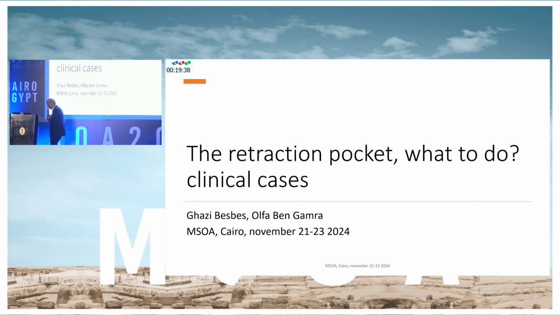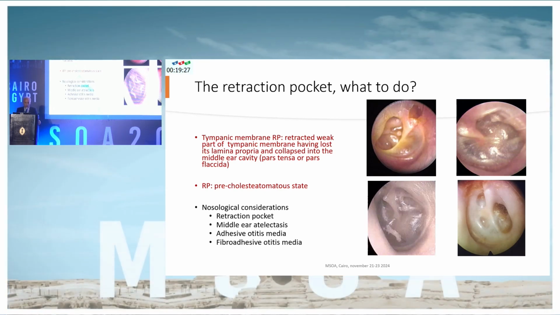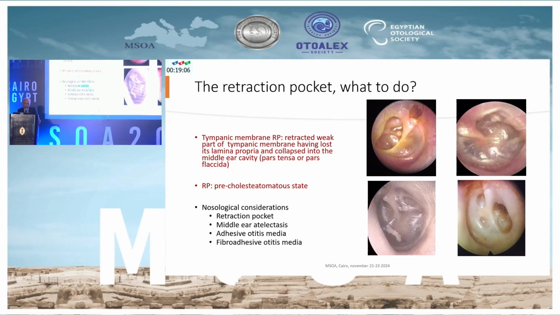of retraction pockets. As you know, a retraction pocket is a retracted weak part of the tympanic membrane having lost its lamina propria and collapsed into the middle ear cavity. It may concern pars tensa or pars flaccida. It's a pre-cholesteatomatous state.